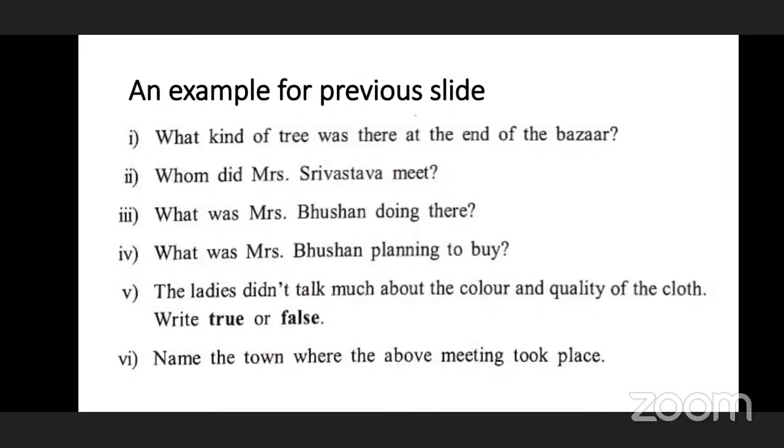And this is also a factual question. What was Mrs. Bhushan doing there? This needs a little more explanation, yet it is a factual question. What was Mrs. Bhushan doing there? Where? You will find the information in the text. What was Mrs. Bhushan planning to buy? Of course, clothes. So these are all factual questions.